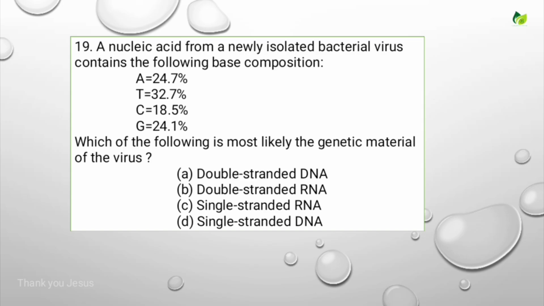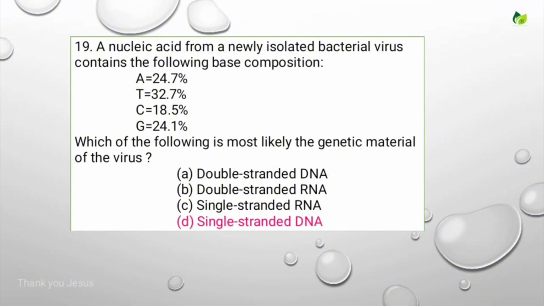A nucleic acid from a newly isolated bacterial virus, that means bacteriophage, contains the following base composition: A equals 24.7, T equals 32.7, C equals 18.5, G equals 24.1. Now you have to tell whether the given DNA is double stranded or single stranded, or whether it is DNA or RNA. So options are double-stranded DNA, double-stranded RNA, single-stranded RNA, single-stranded DNA. First, I will tell you the answer. That is single-stranded DNA.